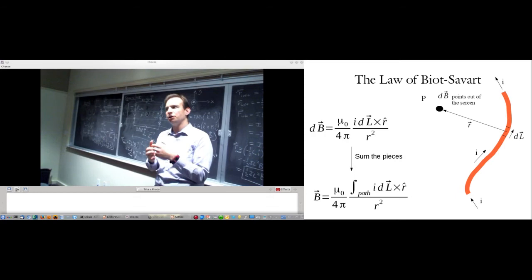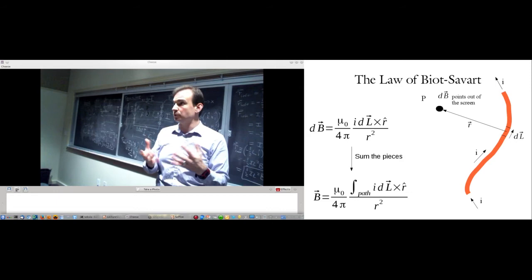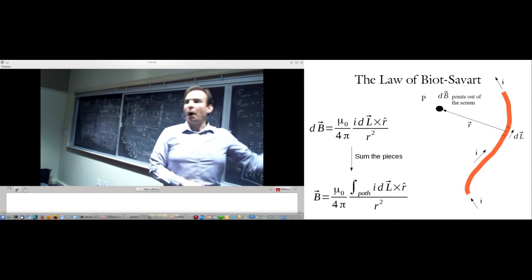So magnetic fields affect moving charge. Moving charge generates magnetic fields. That's what the Biot-Savart law encapsulates. We observe the phenomenon in nature, we describe it mathematically, and it requires calculus. So just like Coulomb's law, this is the Coulomb's law of magnetism.